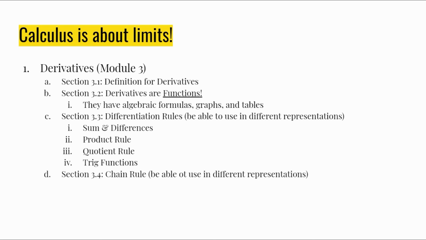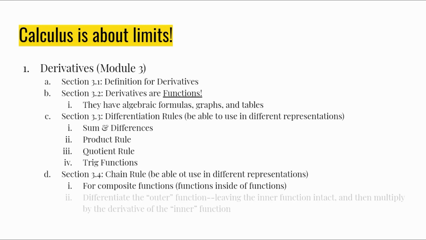Section 3.4 gives us another differentiation formula, which is called the chain rule, and the chain rule applies to functions that are inside of other functions. In other words, the chain rule applies to composite functions. And one way to summarize that rule is simply to say that we're going to differentiate the outer function, leaving the inner function alone, and then we're going to multiply by the derivative of that inner function.